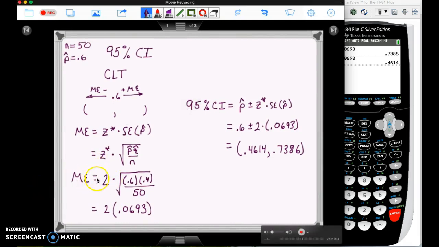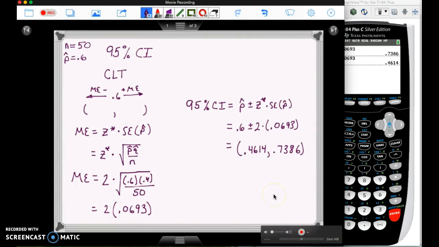Plugging in the values to find our margin of error, our Z critical is 2. Our standard error is 0.0693. Take your P hat, add your margin of error, subtract your margin of error, and you end up with a confidence interval. If we took repeated samples of size 50, theoretically infinitely many samples of size 50, 95% of the time, the sample proportion would come back between these two values.